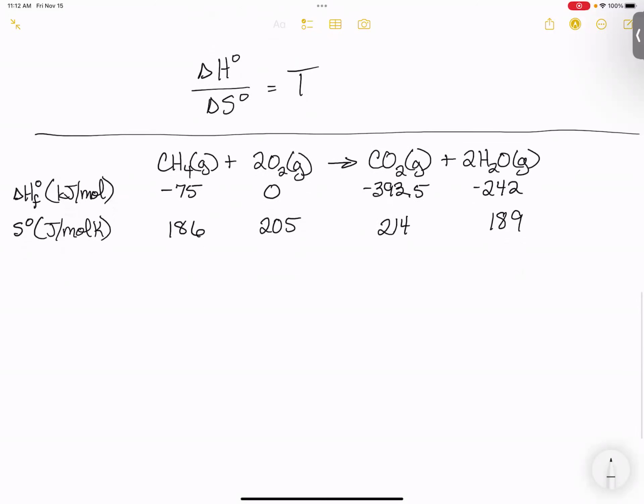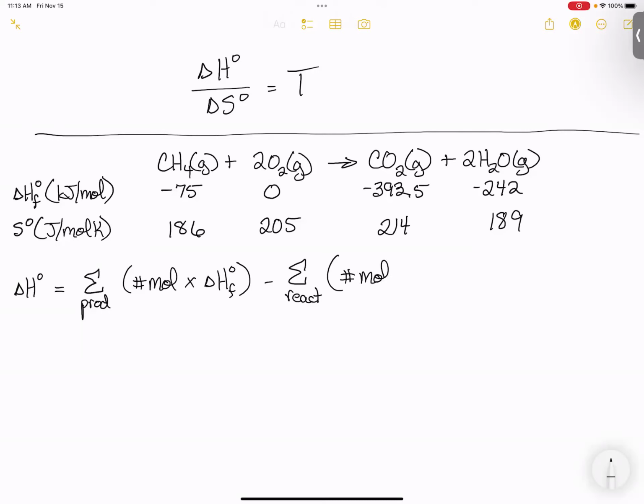Now, if we're going to calculate delta G, we've got to calculate delta H naught for the reaction and delta S naught for the reaction. Again, delta H naught of the reaction is equal to the sum over the products of the number of moles times the delta H of formation minus the sum over the reactants of the number of moles times the delta H of formation for those reactants.